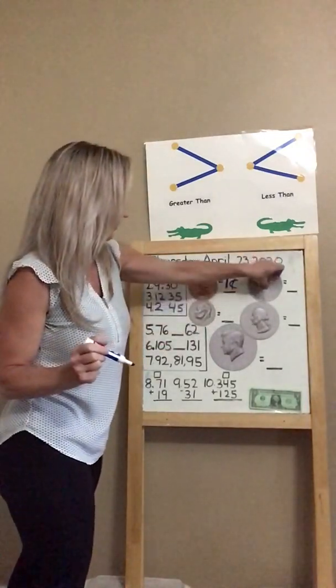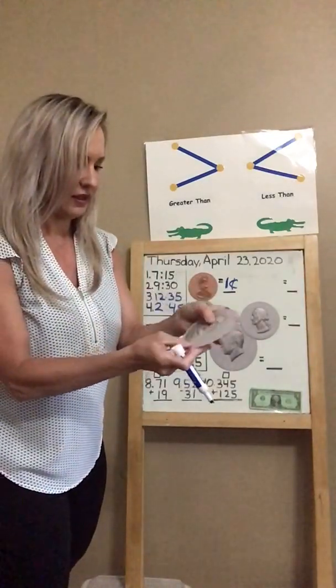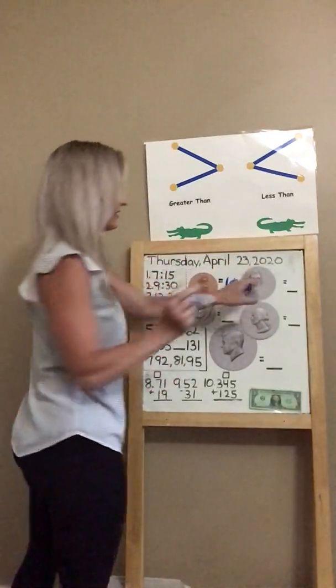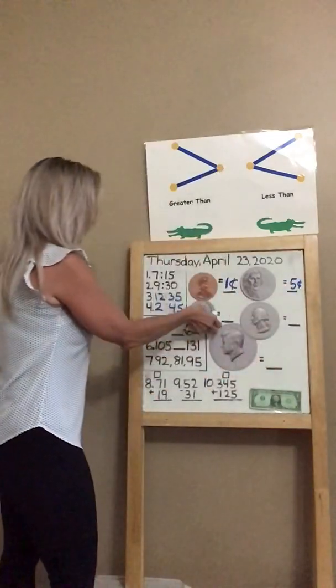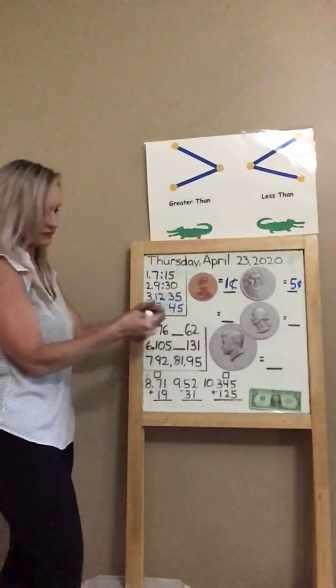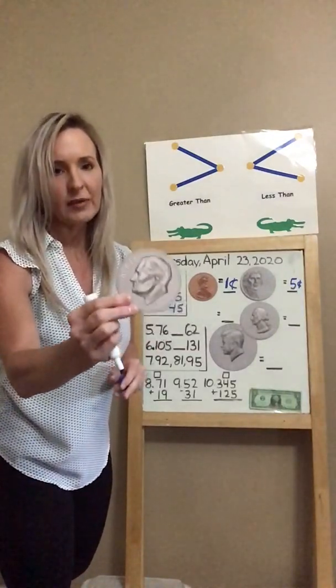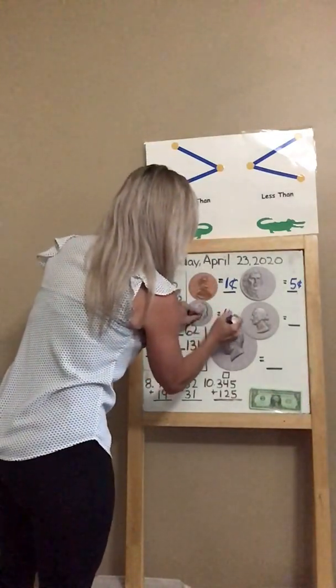Now, who can remember the name of this coin? The name of this coin, yes, is a nickel. And what is the value of the nickel? The nickel is worth how many cents? 5 cents. Very good. How about this coin here? This is my dime. The dime equals, yes, you got it, 10 cents.